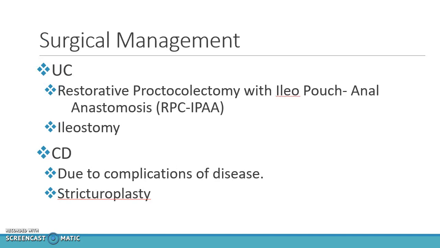And surgical management for ulcerative colitis, there's restorative proctocolectomy with ileal pouch anal anastomosis, and ileostomy, which could be a permanent or a temporary ileostomy. And that's just like a colostomy. An ostomy is an artificial opening where the bowel is eliminated, and the ileostomy is in the ileum, the location of it. And for CD, the surgery is due to complications of the disease, and strictureplasty, where they remove that stricture that could be causing or was caused by the Crohn's disease.